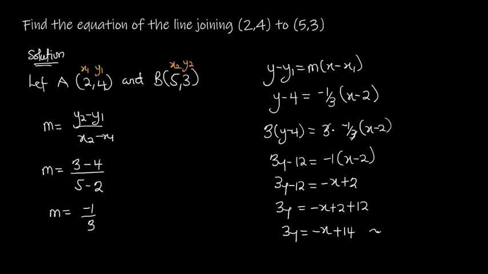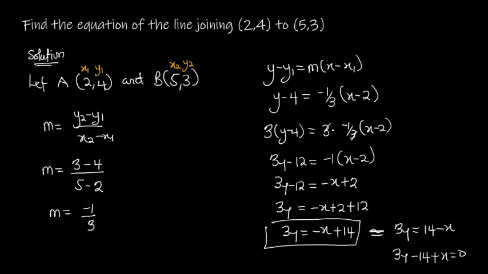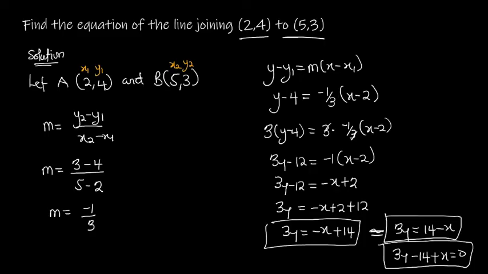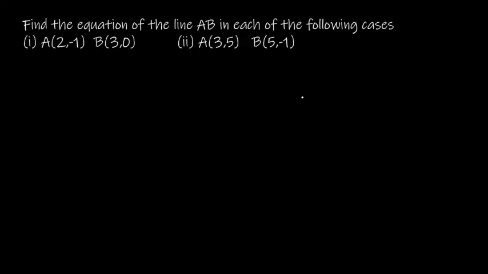Now, if you like, you can rearrange this and have 3y is equal to 14 minus x. Or if you like, you can bring everything to this side, which will become 3y minus 14 plus x is equal to 0. You can rearrange it how you want, but they all mean the same thing, and they are all the equation of the straight line having the two points, this and this. Alright, so let's have a look at another example.